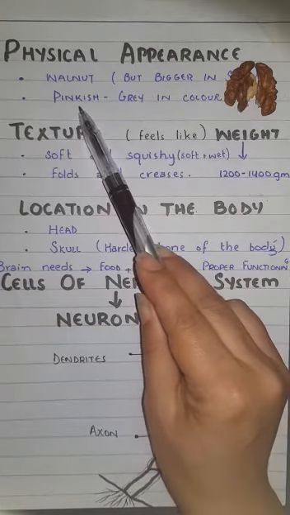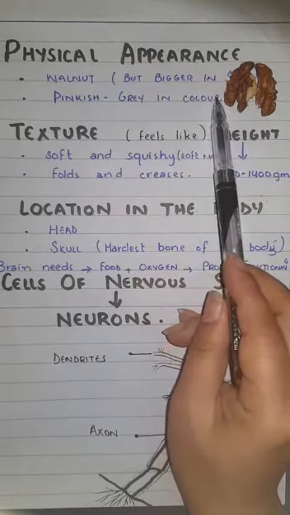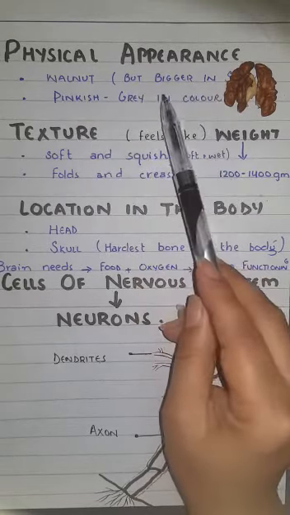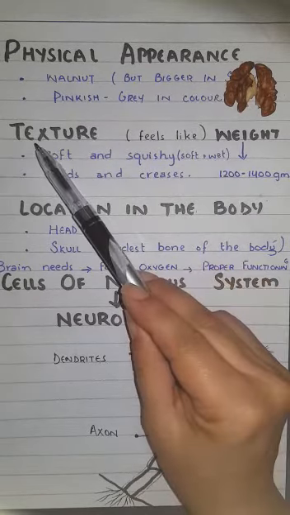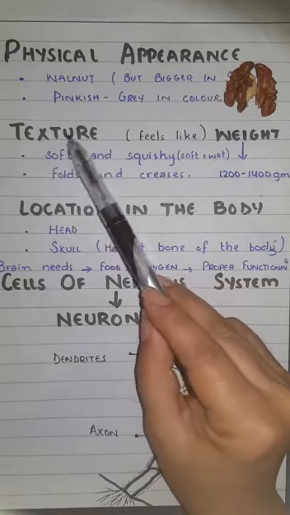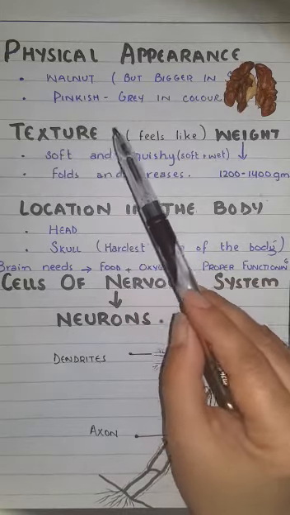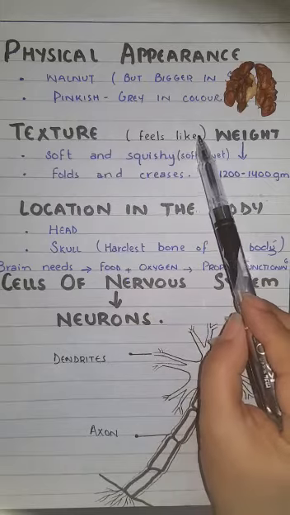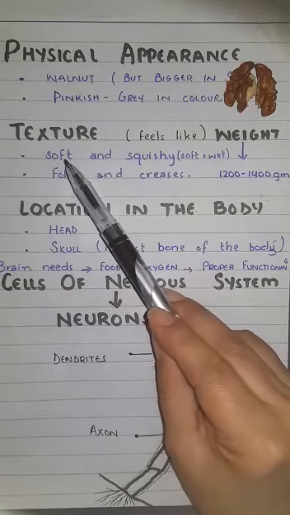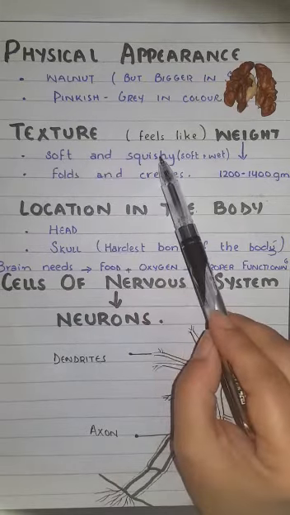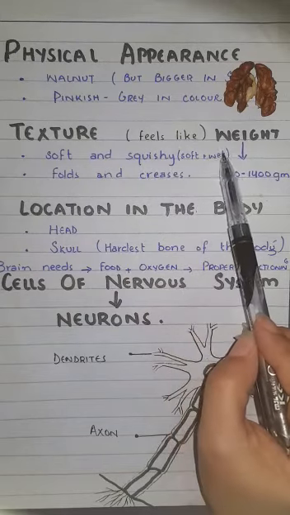The human brain is pinkish gray in color. And what's the texture? What does this word mean? Texture means that when you touch it, how it feels like. When you touch the brain, it feels soft and squishy. Squishy means soft and wet.